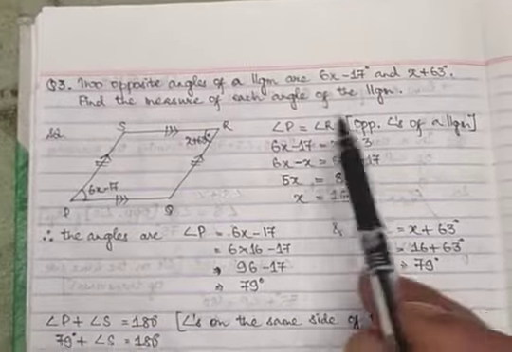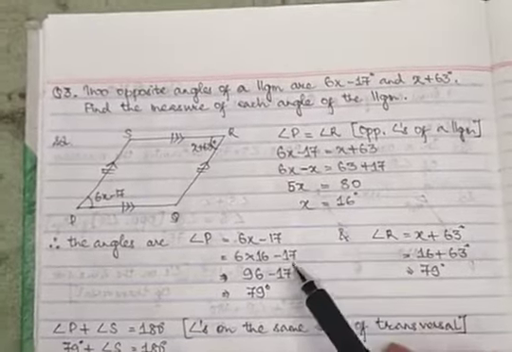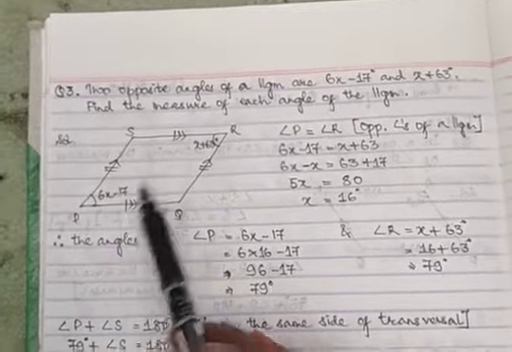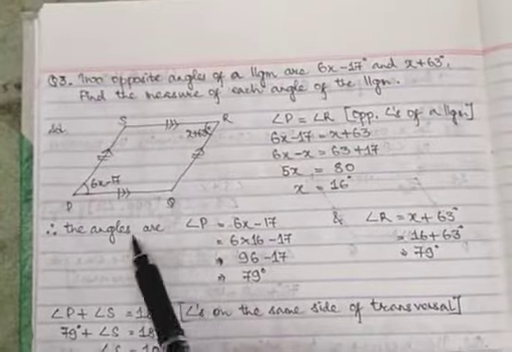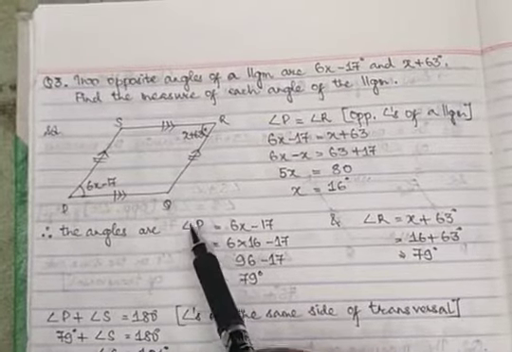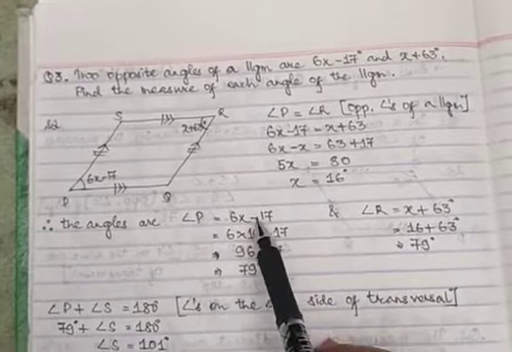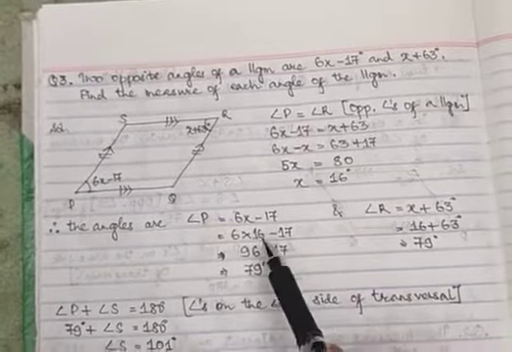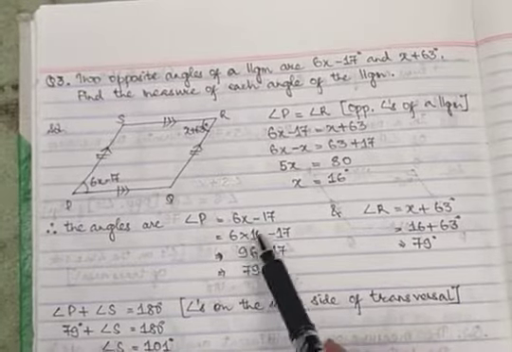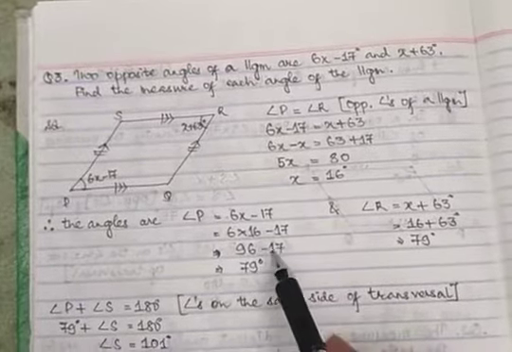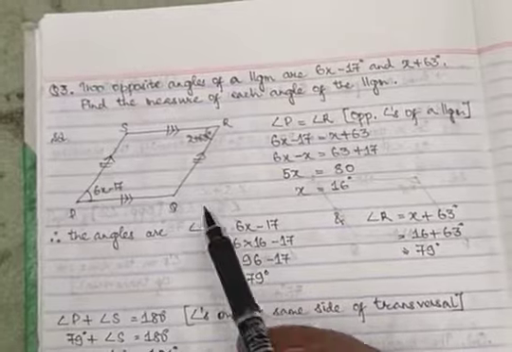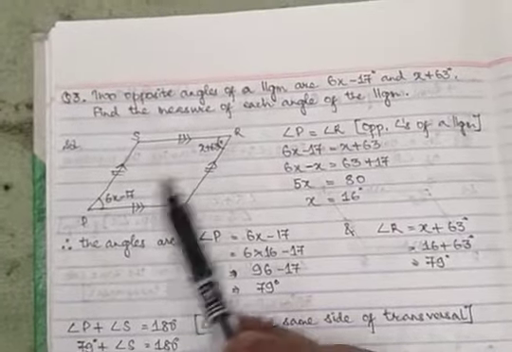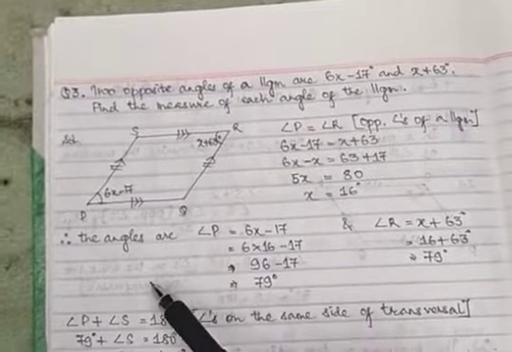Now we need to figure out all the angles. x is not our angle, because our angle was represented in terms of x: 6x minus 17 and x plus 63. So angle P equals 6x minus 17. Now we need to substitute the value of x here. The relation is multiplication, so 6 into 16 minus 17, that is 96 minus 17, which is 79. Now I know that P and R are equal angles, because opposite angles of a parallelogram are equal. So R will also be 79.